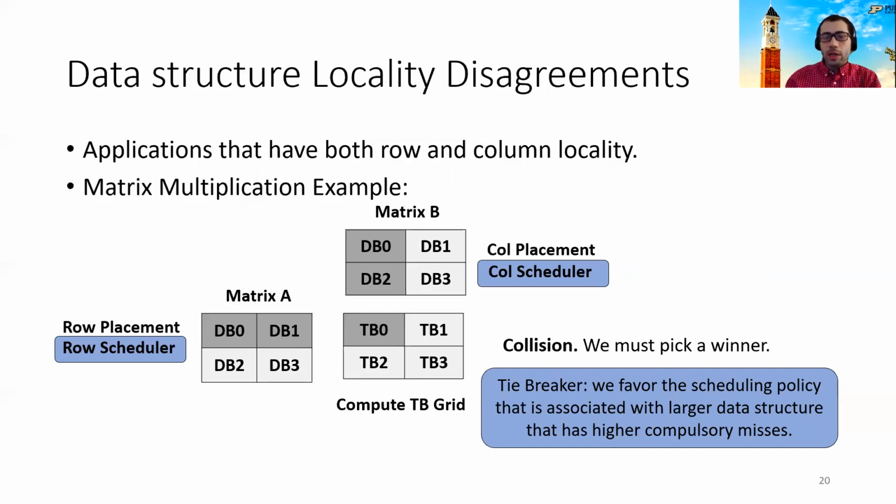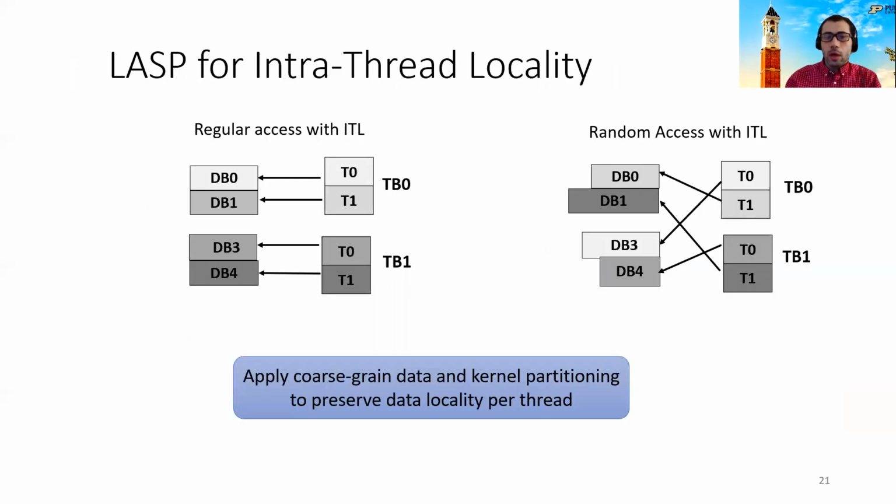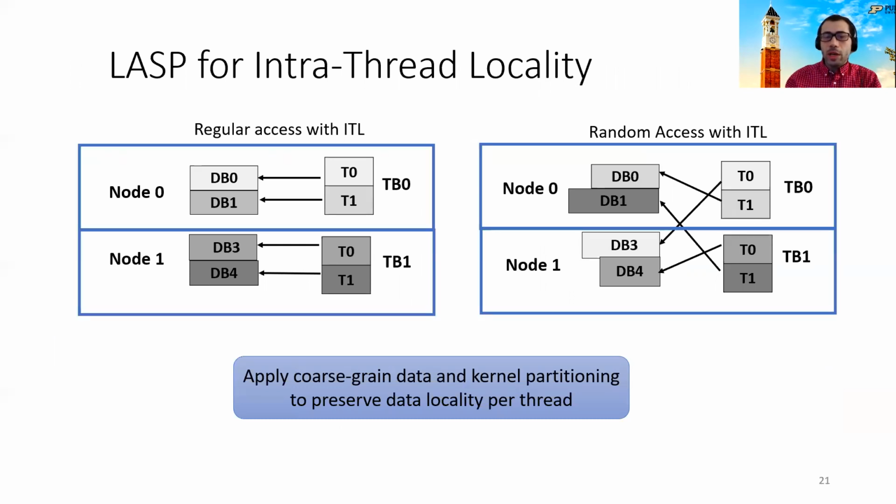So in our example here, if matrix K is greater than B, we choose a row scheduling. For intra-thread locality that widely exists in data analytics and graph traversal workloads, LASP applies coarse-grained data and kernel partitioning to preserve data locality per thread. So in our example here, we partition both the kernel strip blocks and data into two large contiguous chunks over the two nodes.